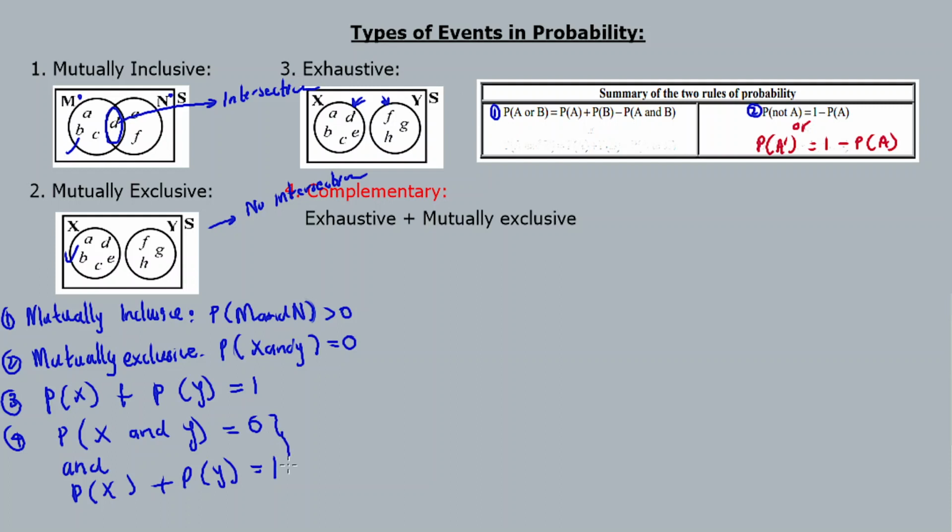So this is complementary. This is complementary. So here we had exhaustive. Exhaustive. So these equations are important, especially when you get probability problems where they say events are mutually exclusive, mutually inclusive, then you know what to do.